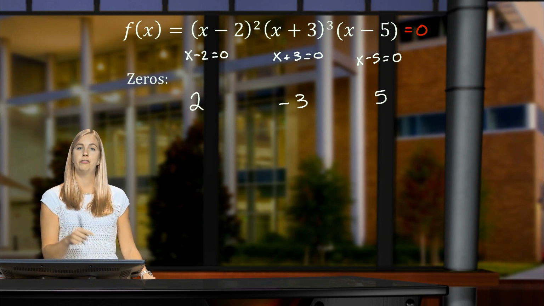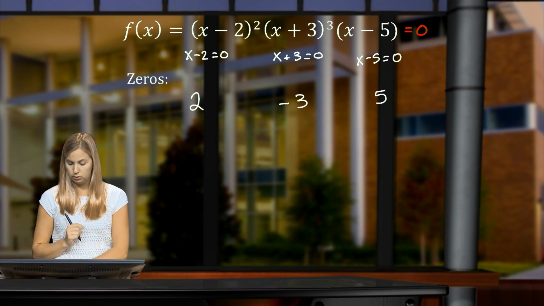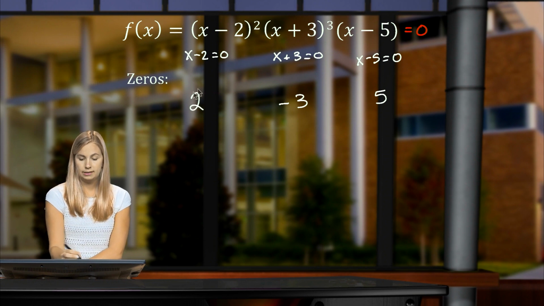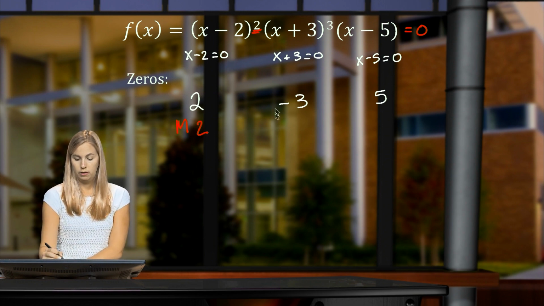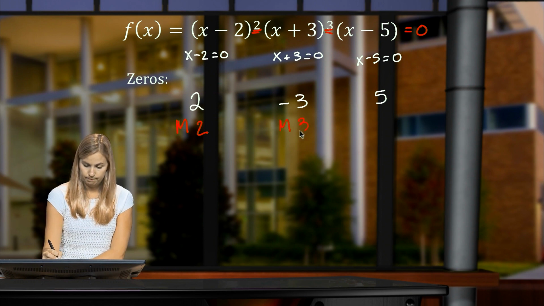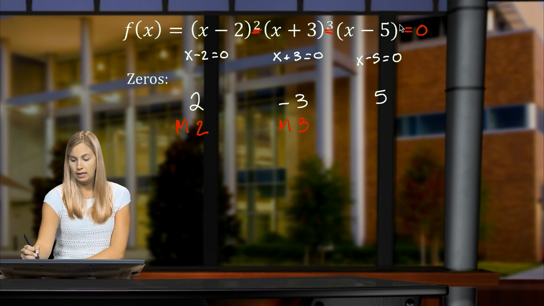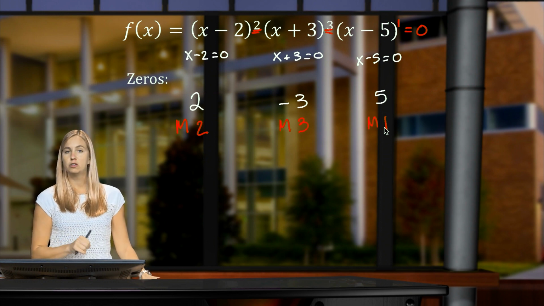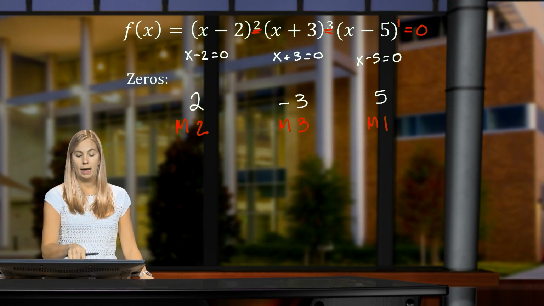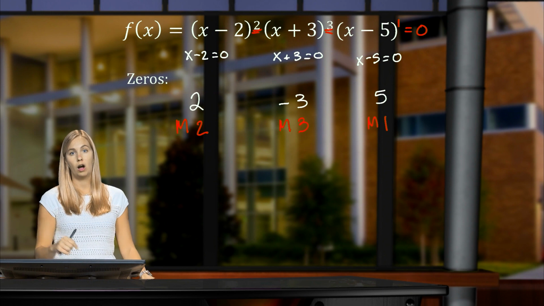Now let's go back and review the multiplicities of these zeros. The multiplicity of this zero comes from that exponent. The multiplicity is 2 here. For my zero of negative 3, the multiplicity is 3. And for 5, the exponent on this x minus 5 factor is actually 1, so my multiplicity is 1. Again, the magnitude of the multiplicity does not matter. It matters whether the multiplicity is even or odd.